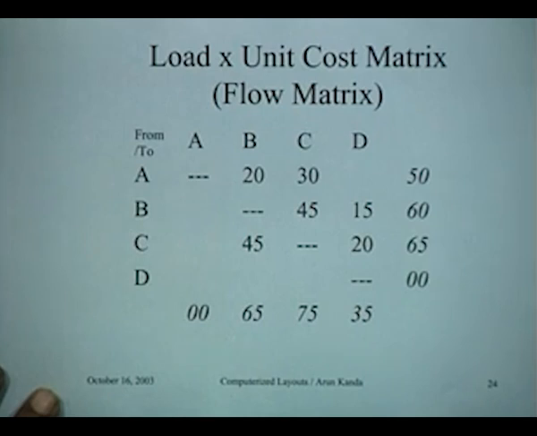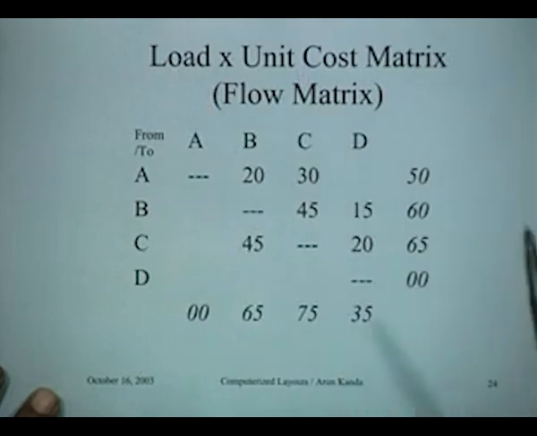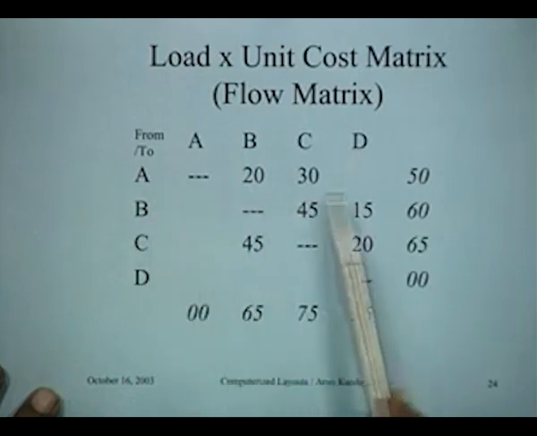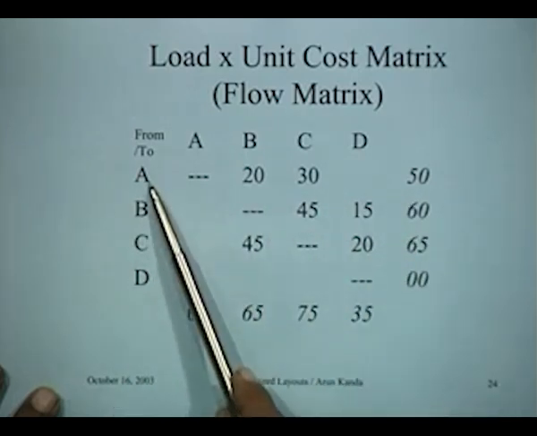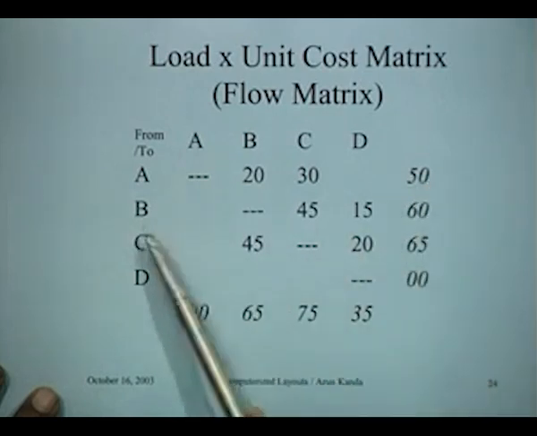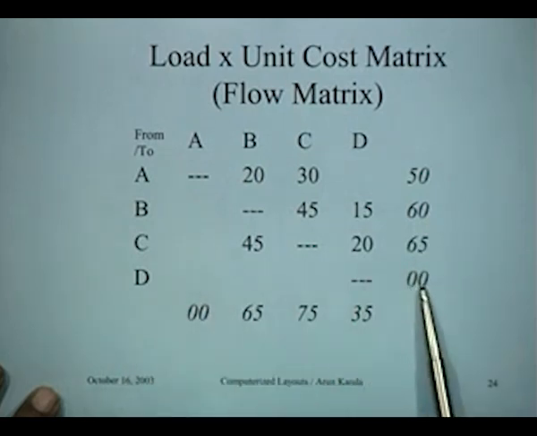The flow matrix is determined by multiplying the loads moving with the unit cost. So we have this, and this is the flow. So you can say, if you take the summation of each row, what do you get? From A, totally 50 units are moving. From B, total of 60 units are moving. From C, total 65 units are moving. There are no units moving from D.